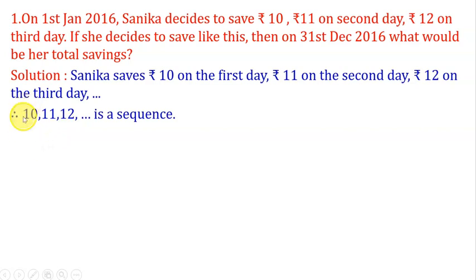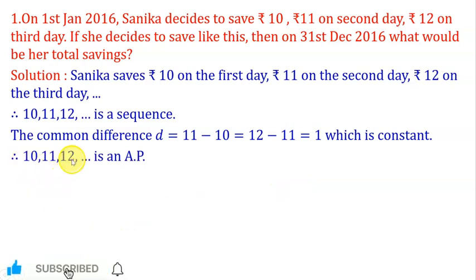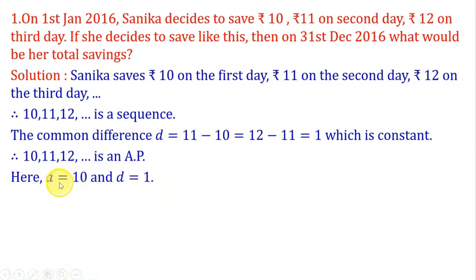Therefore 10, 11, 12 is a sequence. We will get a sequence of this kind. She saved 10 rupees on the first day of 2016, that is 1st January. 2nd January 11, 3rd January 12, and in this way we will get the sequence. The common difference D is equal to 11 minus 10, 12 minus 11, and that's equal to 1, which is constant. Therefore 10, 11, 12 is an AP. A is equal to 10, D is equal to 1.